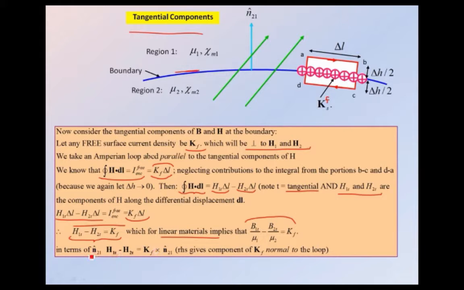Well, we can do the same thing as before. We can take a normal vector as we show above, the n hat, and then express this as a vector equation where we have the tangential components of the vectors H1 and H2, and that will be equal to K sub f, the free current density, crossed into the unit vector n. This right-hand side gives the component of K that is normal to the loop. So if K and the loop are oriented in non-perpendicular ways, that will change the quantity of current flowing through the loop, and that's why the cross product is there.